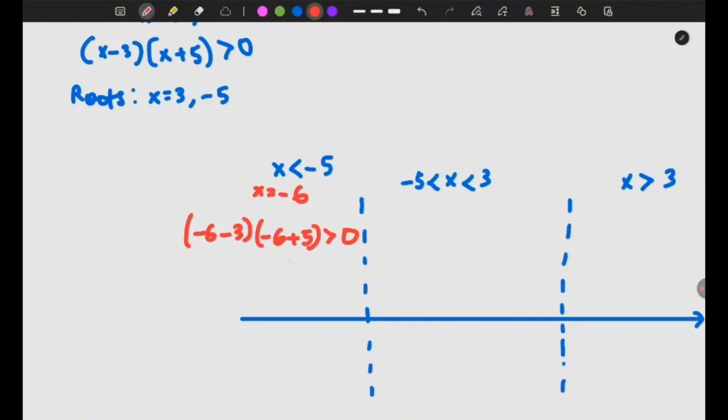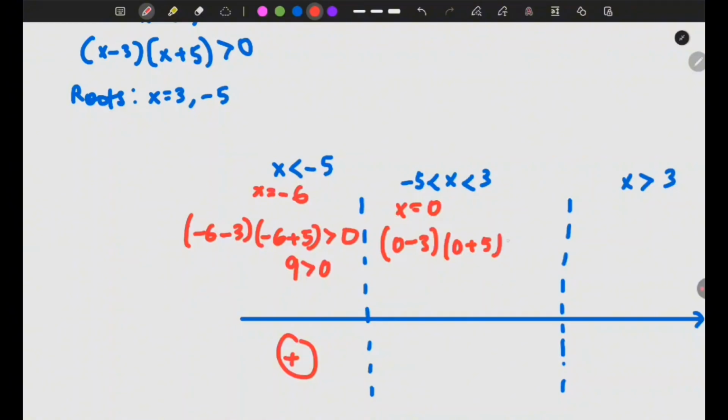And what about for this? Maybe in between negative 5 and 3, you can take x equals 0. I'll suggest you use 0. 0 is common, if anything lies in the condition, okay? So 0 minus 3 and 0 plus 5, more than 0. So minus 3 and plus 5, you get minus 15. Minus 15 is more than 0? No, you get a negative answer. Cannot be.